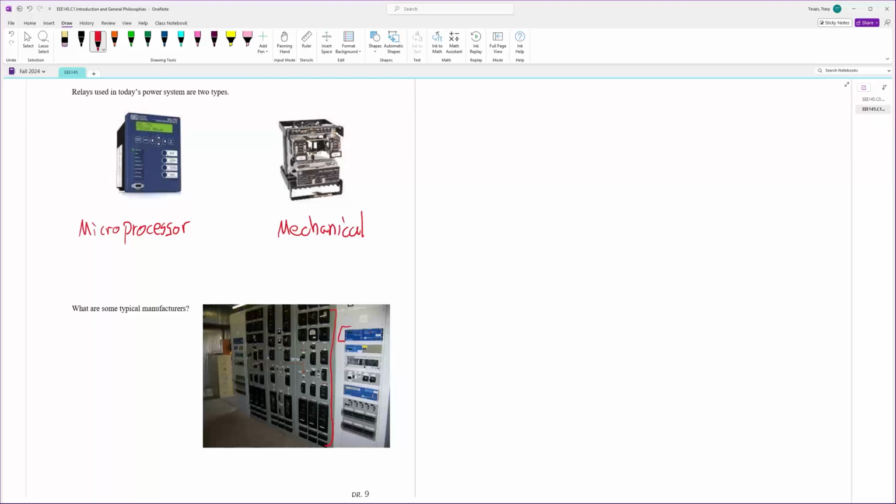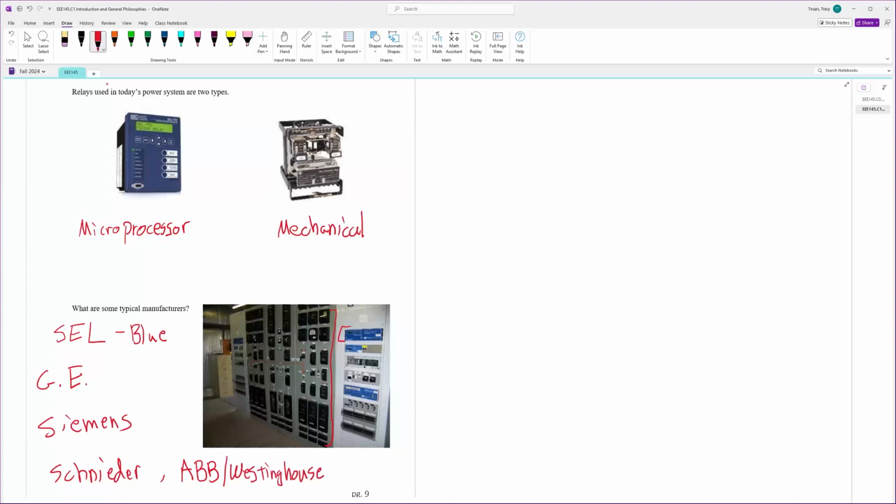Okay. So what are some typical manufacturers of these types of relays you're going to see? SEL, Schweitzer Engineering Laboratories, is probably the biggest one. They're the blue relays you'll see everywhere, right? General Electric has their own set of relays. Siemens has their own type. Schneider has their own type of relays. And the other big one is ABB. ABB used to be Westinghouse until they got bought out. Oops, I misspelled Westinghouse. There are a few smaller manufacturers, but these are the big ones.